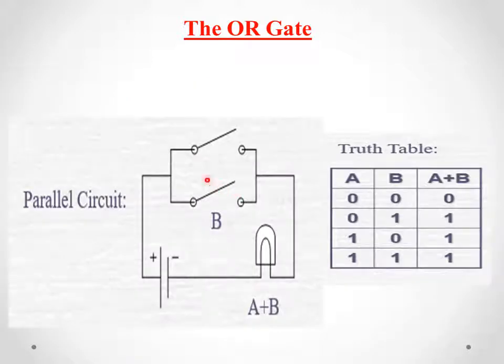The OR gate is represented as two switches connected in parallel combination. And this is the output lamp and this is the input supply. So whenever any one of the inputs is connected, the lamp is on. If both the inputs are 0, that is open condition, the lamp is off. If any one of the inputs is connected, the lamp is on, or if both the inputs are connected also, the lamp is on. This is the symbol representation for the OR gate.